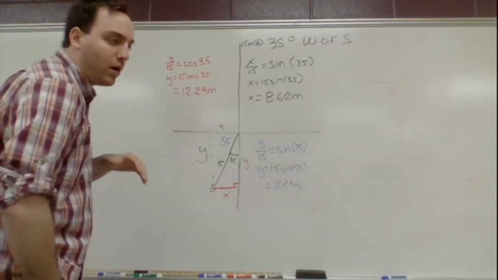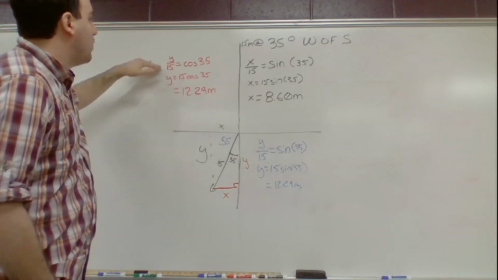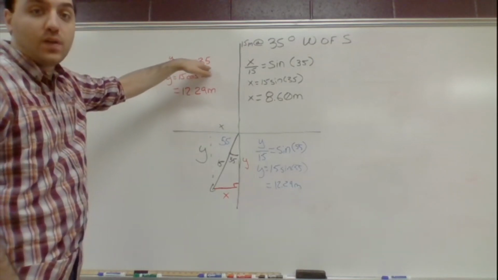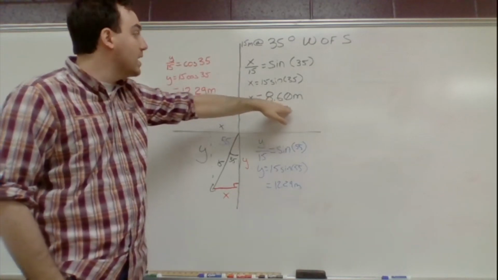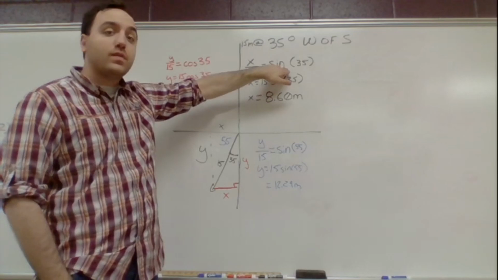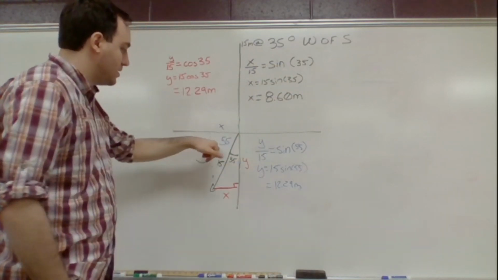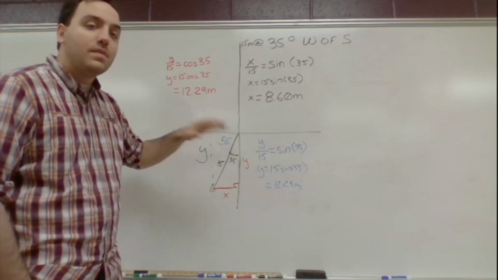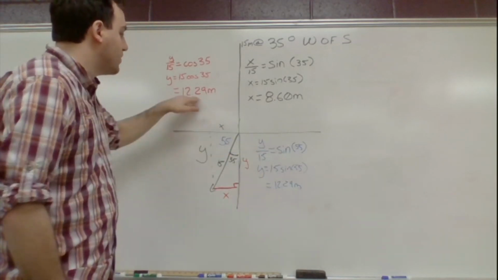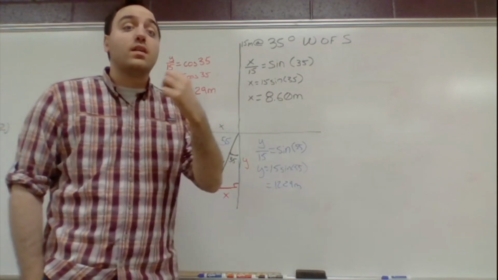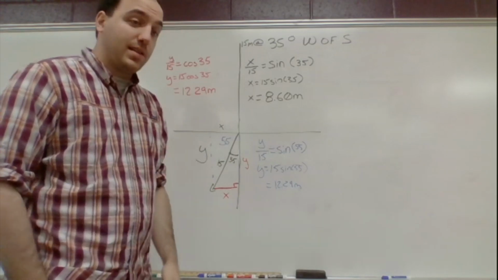Okay, if you went through and did all your math carefully, you should get that y is 12.29 meters. I did y over 15 equals cosine 35. And you should get that x equals 8.60 meters. I did x over 15 equals sine 35. I went to the y-axis. If you happen to go to the x-axis and use the 55 instead, that's okay. You'll get the same numbers either way. I did it over here in blue just to verify that. But you always will get the same number. Just got to be careful where you put those sines and cosines.